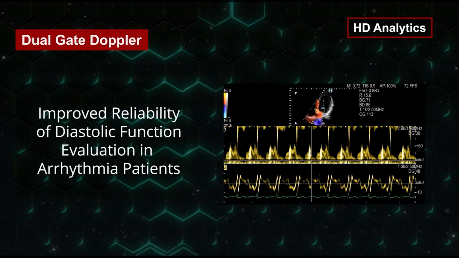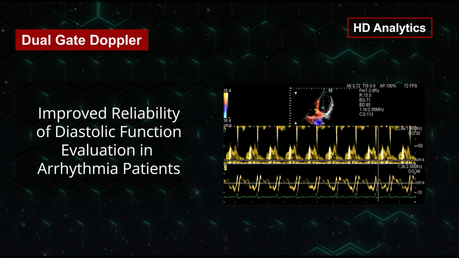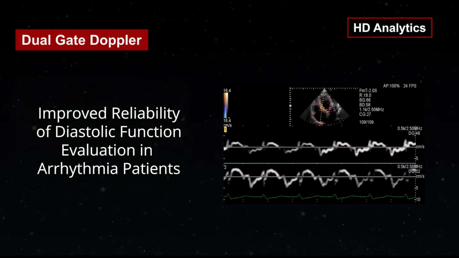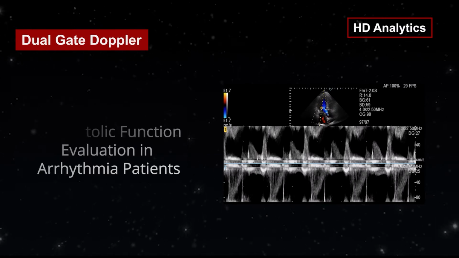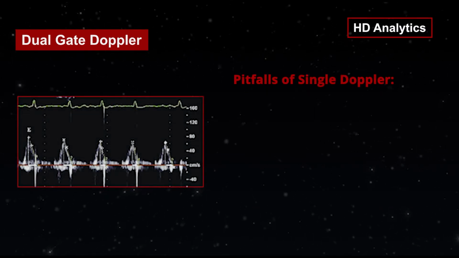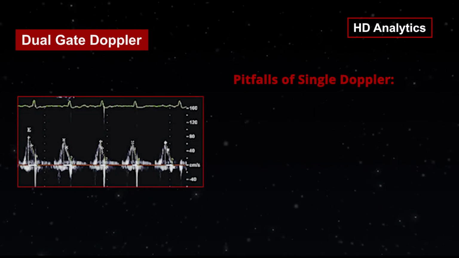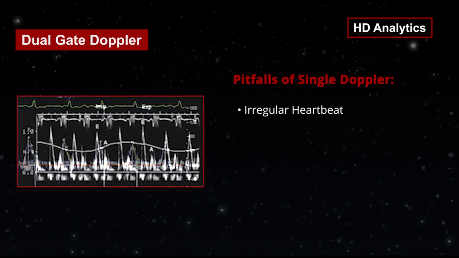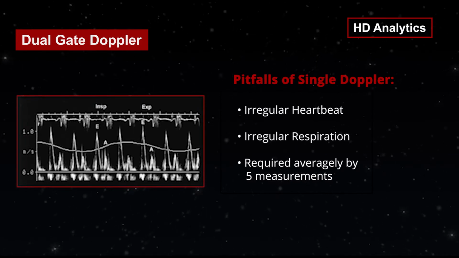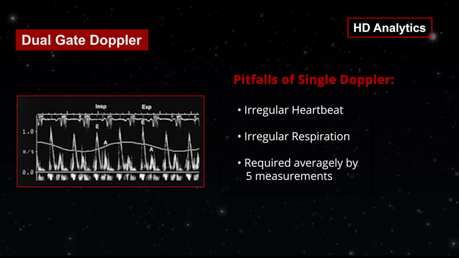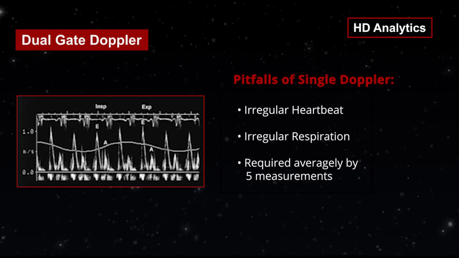DualGate Doppler increases the reliability of diastolic heart function evaluation in patients with arrhythmia as compared to conventional single Doppler. Conventional single Doppler often under- or overestimates diastology parameters due to heartbeat and respiration variations. It is thus required to obtain an average of 5 or more measurements in patients with arrhythmia.